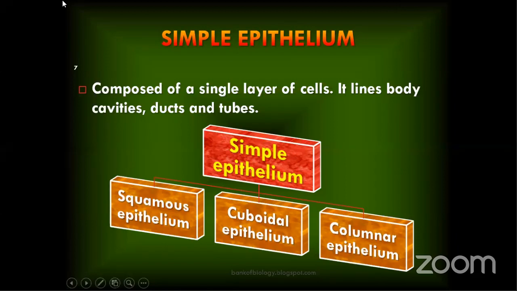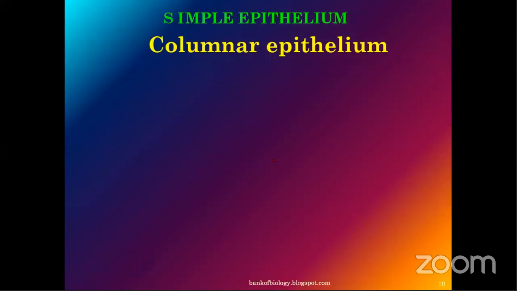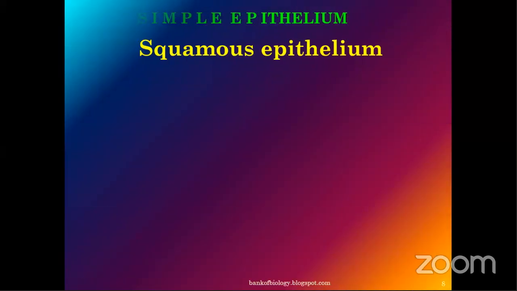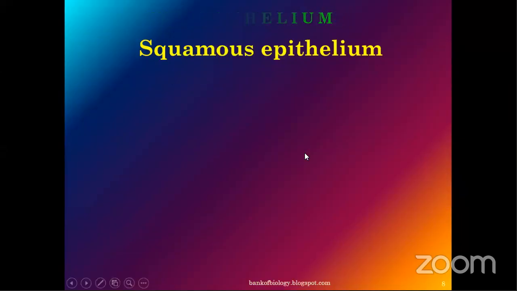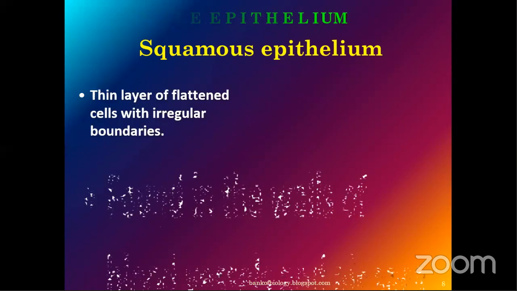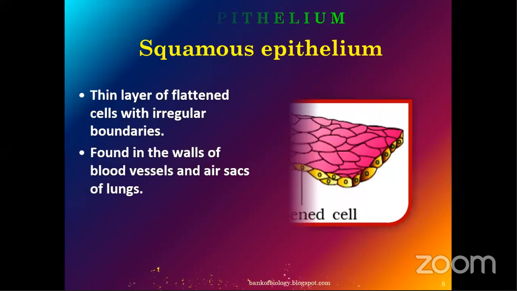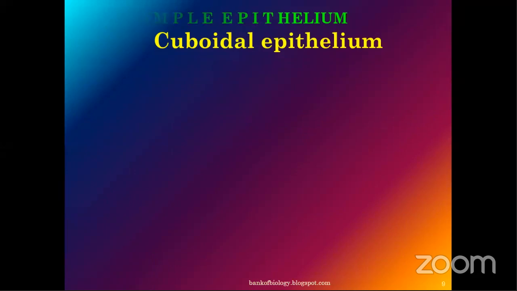There are three types of epithelium: squamous, cuboidal, and columnar epithelium. Squamous epithelium is isodiametric in shape. One second, students, I'll just show the picture. They are very thin, flattened cells with irregular boundaries found in the wall of blood vessels, air sacs, and lungs. So they act as a diffusion boundary.